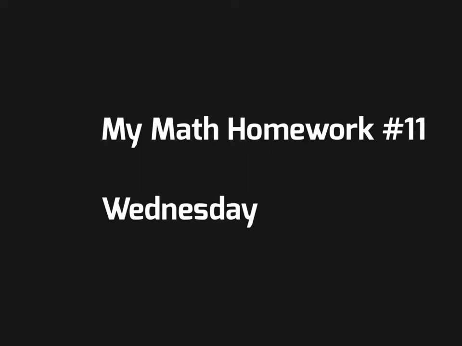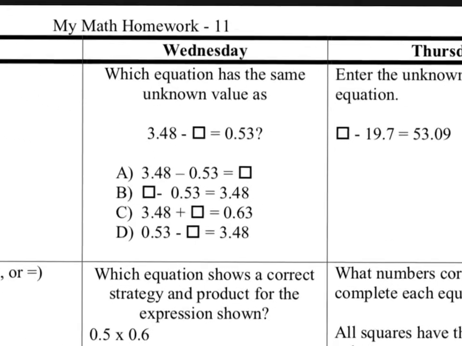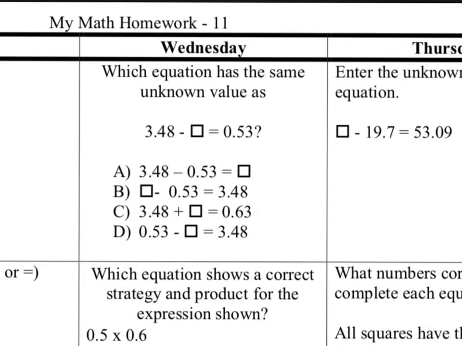This is my math homework number 11, Wednesday. For the first one, it says, which equation has the same unknown value as 3.48 minus something equals 0.53? Now, you could do the math if you like, or you could do my strategy. In my strategy, we don't really need to find out the answer.